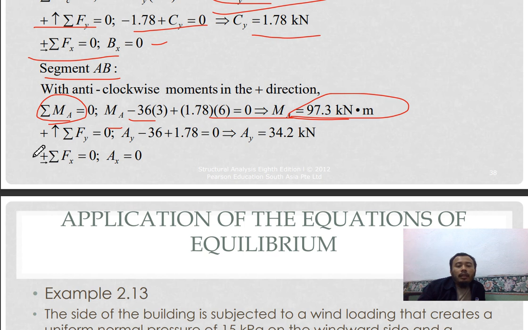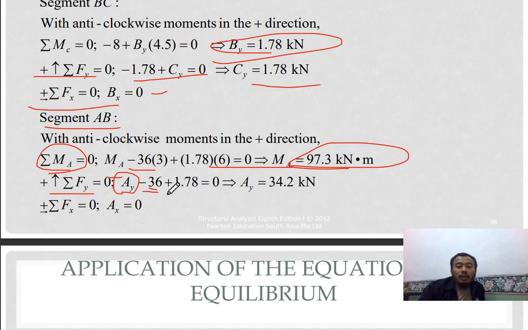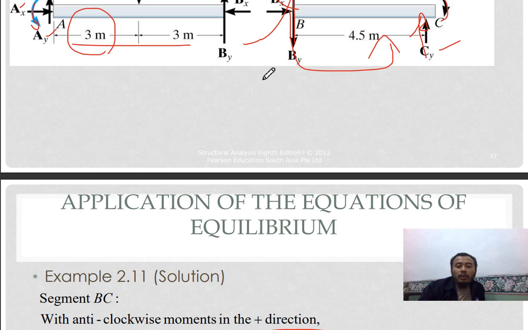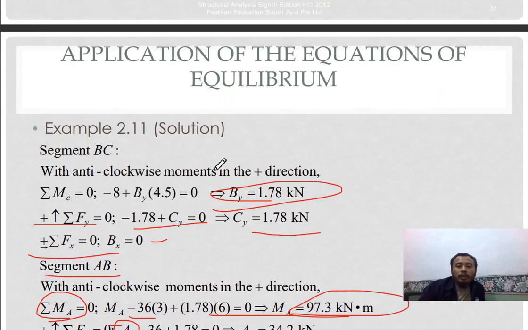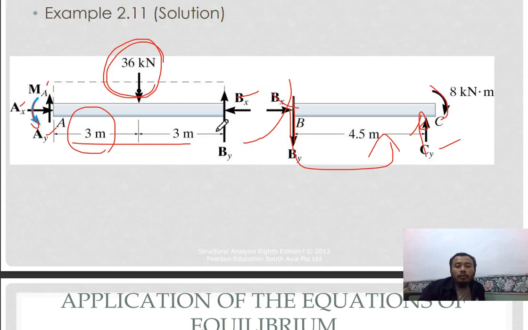And then you solve for Fy, taken as positive, and then this is the external load, 36 acting downwards, and then By acting upwards. This is By acting upwards, and then you will get your Ay as 4.2 kilonewton, and then Fx is also 0 because Bx is also 0.